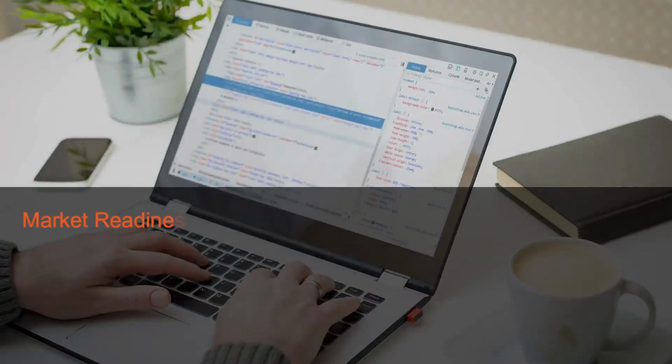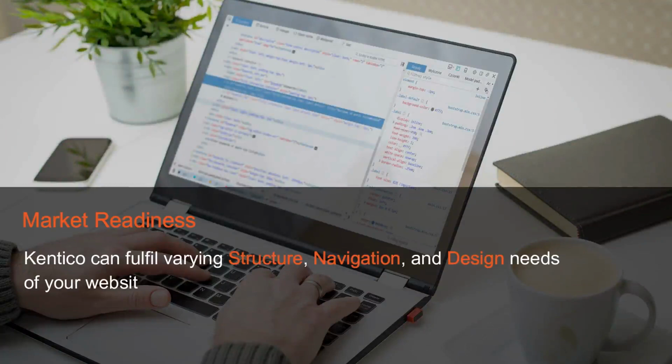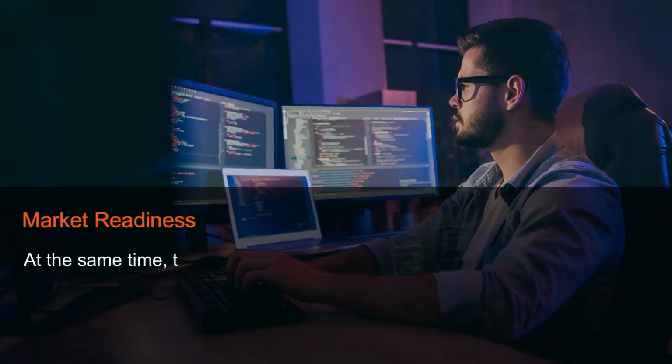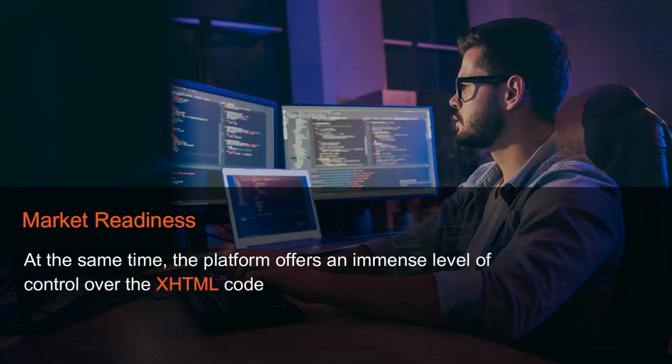Market readiness. Kentico can fulfill varying structure, navigation, and design needs of your website, and enable the delivery of a customized portal in a very short time frame. At the same time, the platform offers an immense level of control over the XHTML code and CSS styles for efficient rendition.